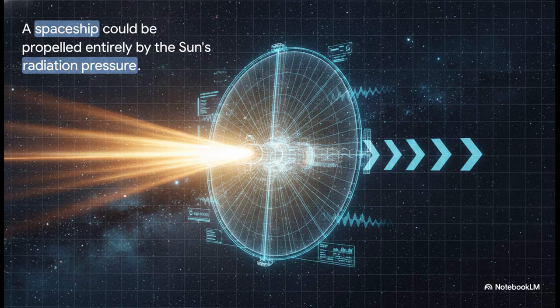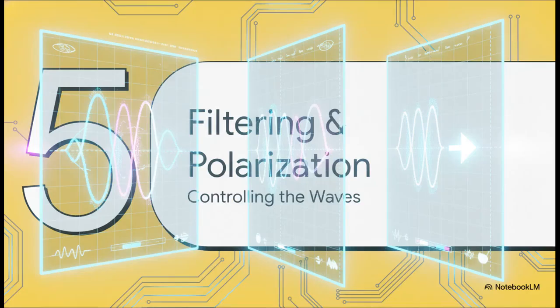space travel. Because reflection doubles the radiation pressure, we could theoretically build a spaceship equipped with a massive, perfectly reflecting foil sail. Driven entirely by the continuous radiation pressure from the sun, this ship could be propelled completely across the solar system, and we wouldn't need to carry a single drop of conventional rocket fuel to do it. Finally, Section 5, filtering with polarization, controlling the waves.